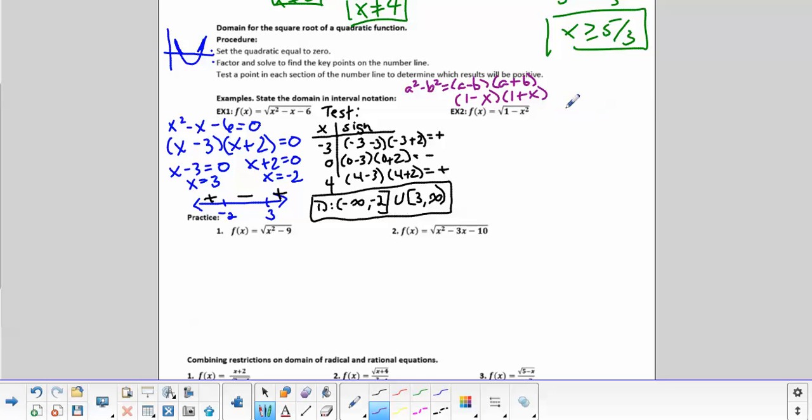And I need to set my factors equal to 0. So when I do that, if I have 1 minus x equals 0, that gives me x equals 1. And if I have 1 plus x equals 0, that gives me x equals negative 1. And those are going to be my key points on my number line. So draw your number line. And you need a negative 1 and positive 1. So now we're going to test.